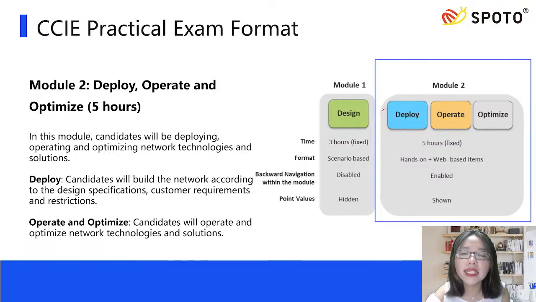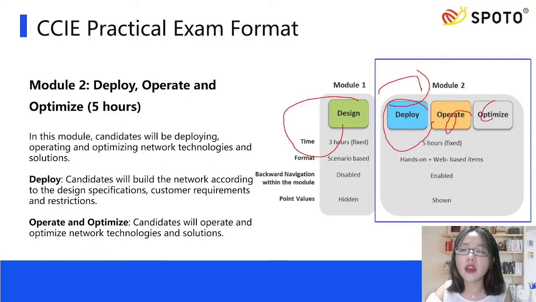But after you complete the design, you will move on to the second module, deployment, operation, and optimization. First, you will get a lab topology framework and requirements in advance, and then it is up to you to construct how this network is built and optimized. The exam time is only 5 hours, which is also the reason why many students failed.